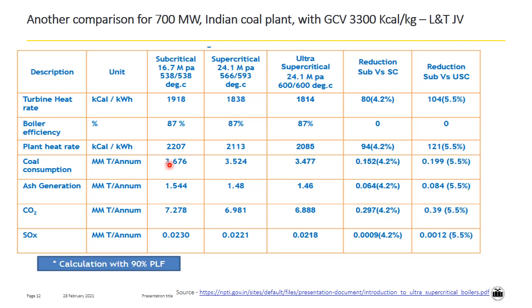Findings show the coal consumption is also decreasing as we move towards ultra supercritical boilers. Same trend can be seen for ash generation, for carbon dioxide generation, and for sulfur oxides generation. The conclusion is ultra supercritical boilers have lesser pollution as well as lesser requirements of coal for a similar capacity power plant.